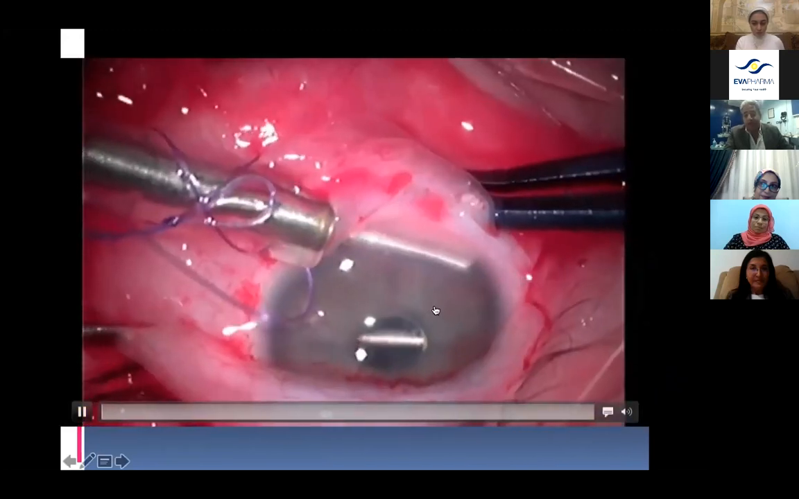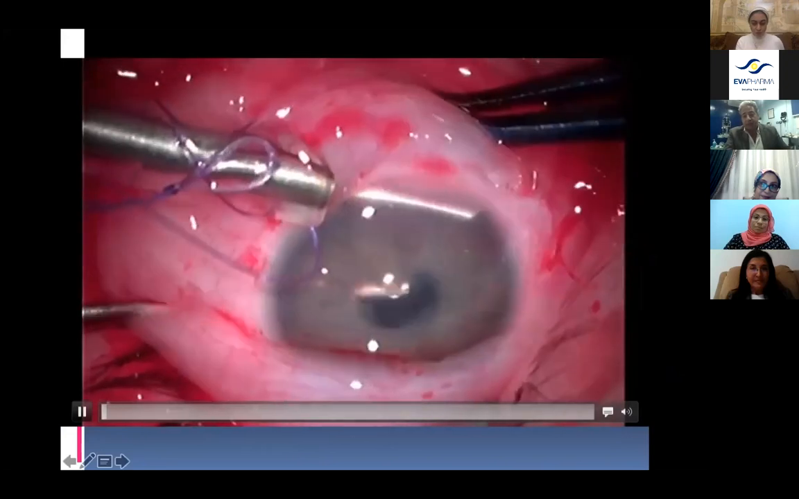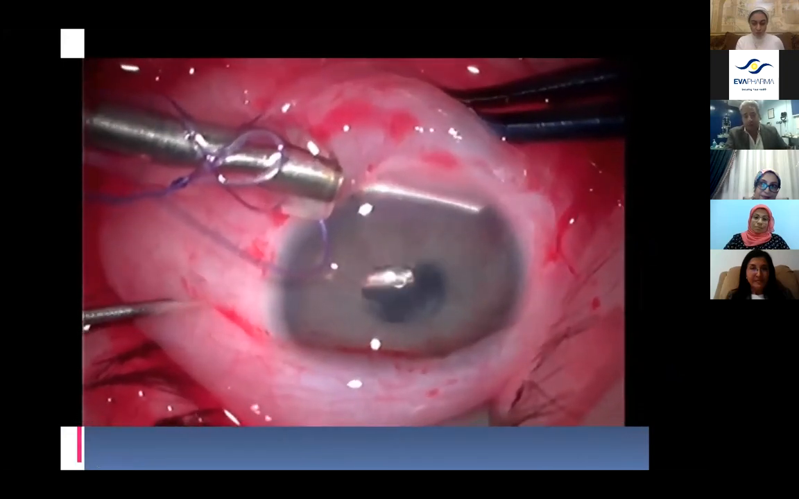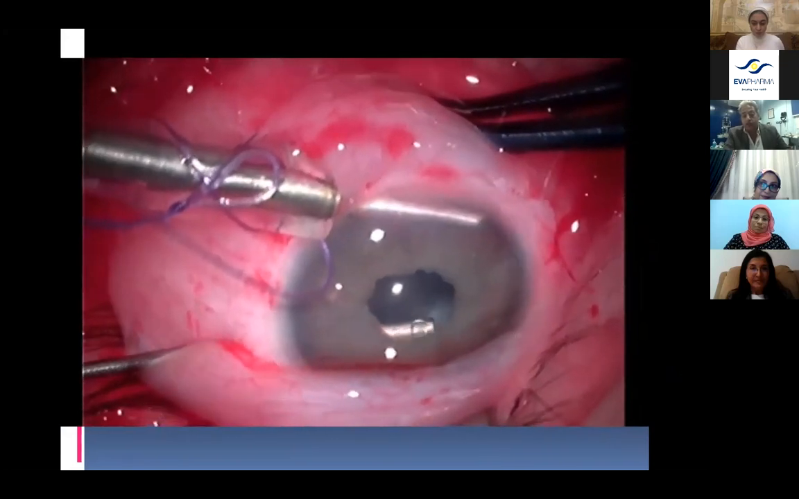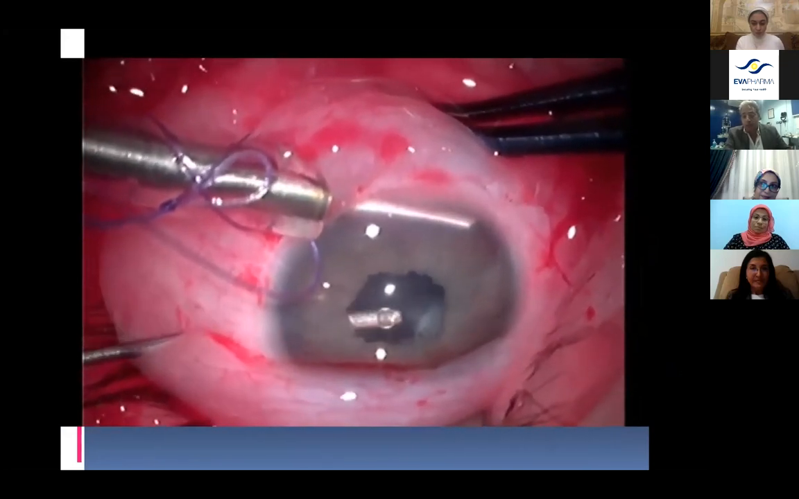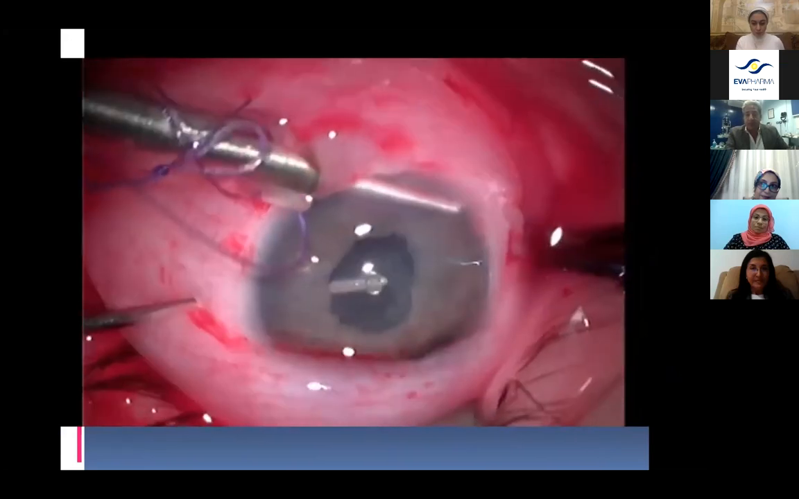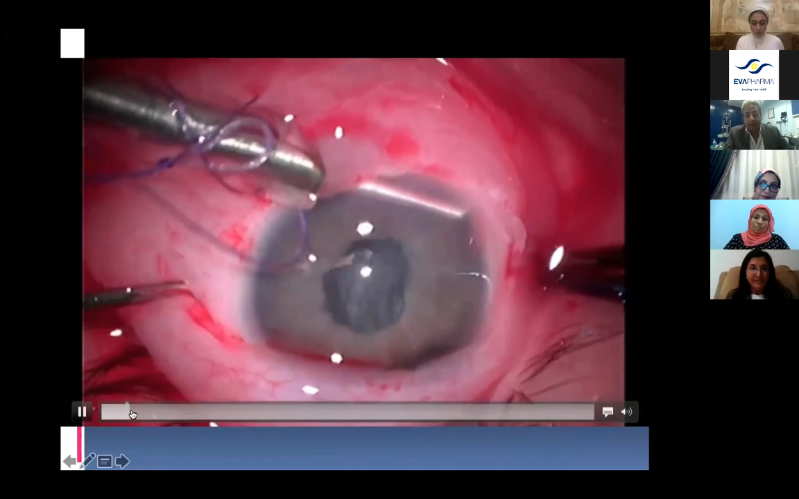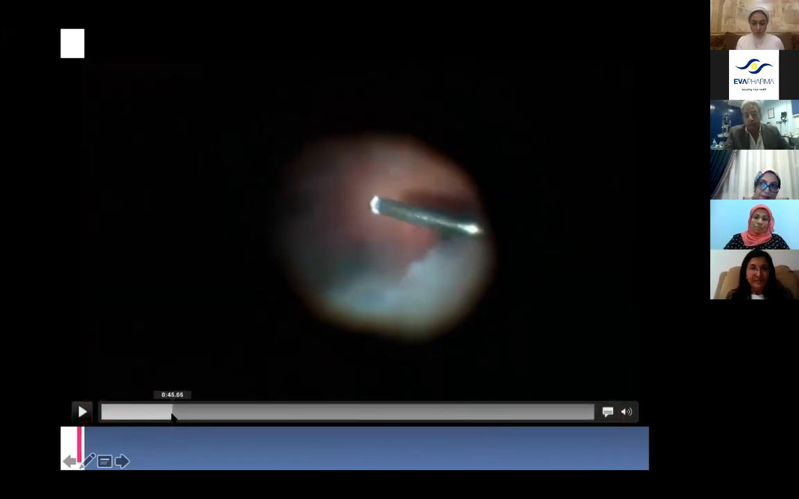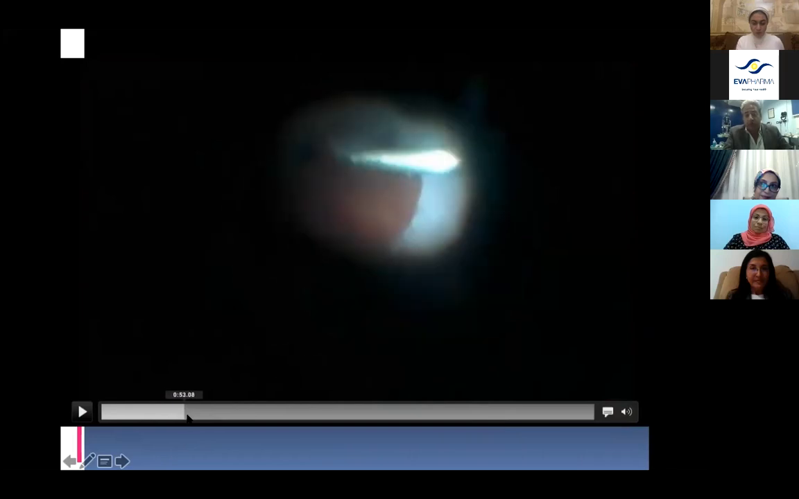So we met this tractional detachment case, and at the time we had no clue about it. We didn't know what exactly induced this tractional detachment. The child was not premature. She was healthy at the time, and she came with bilateral leucocoria with absolutely nothing to see or to differentiate. So the decision was to go for surgery. One eye was smaller than the other eye, so we decided to go with the slightly larger eye.